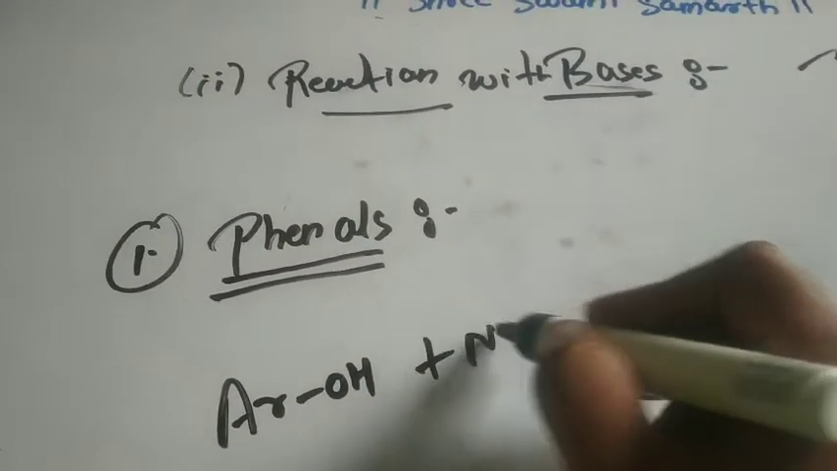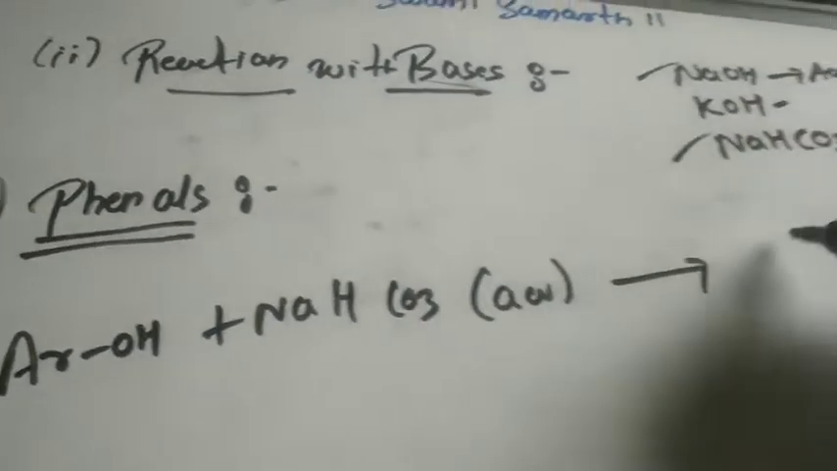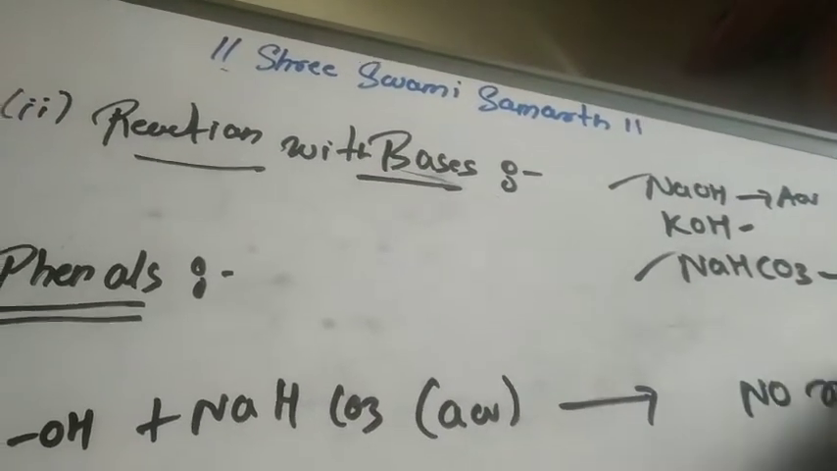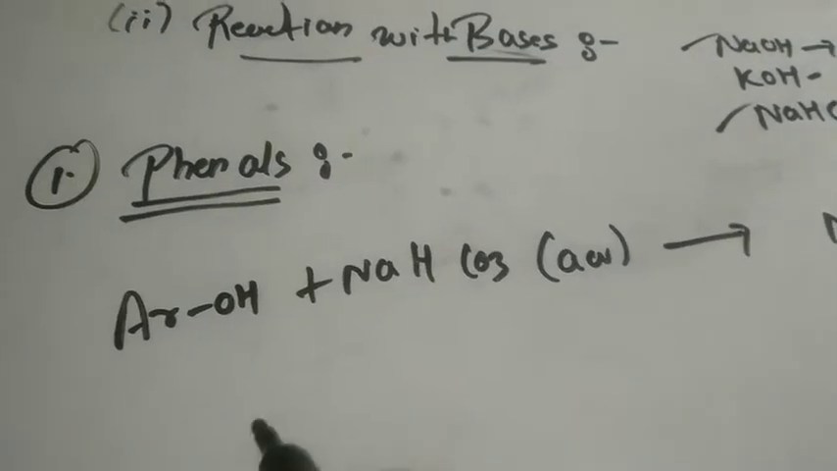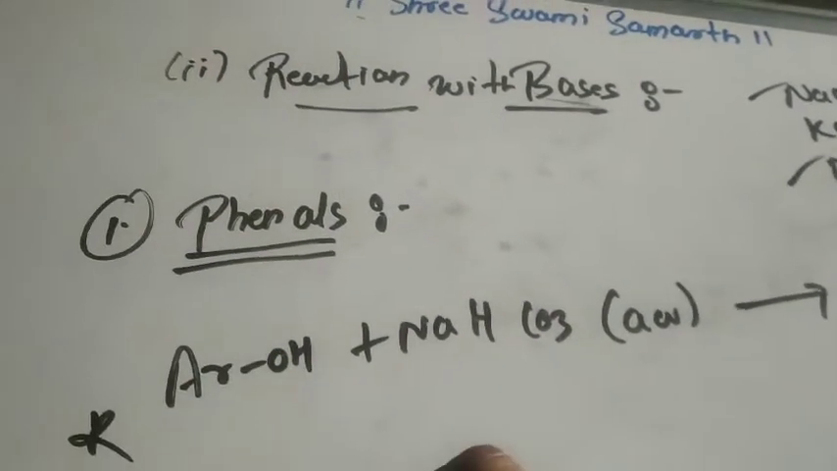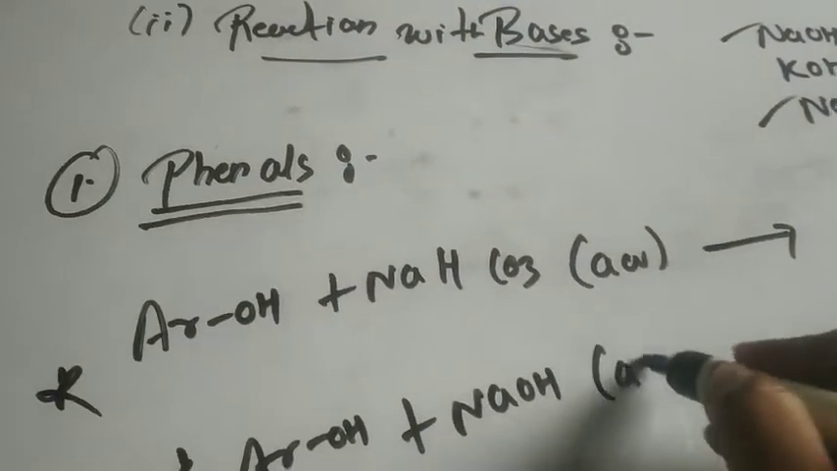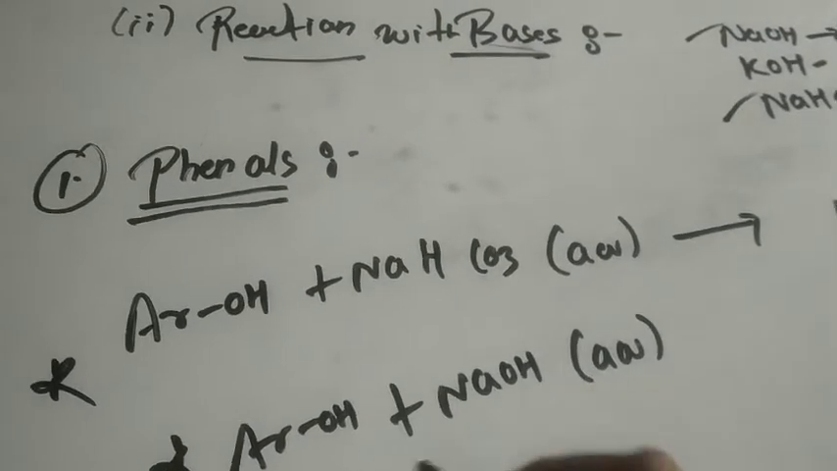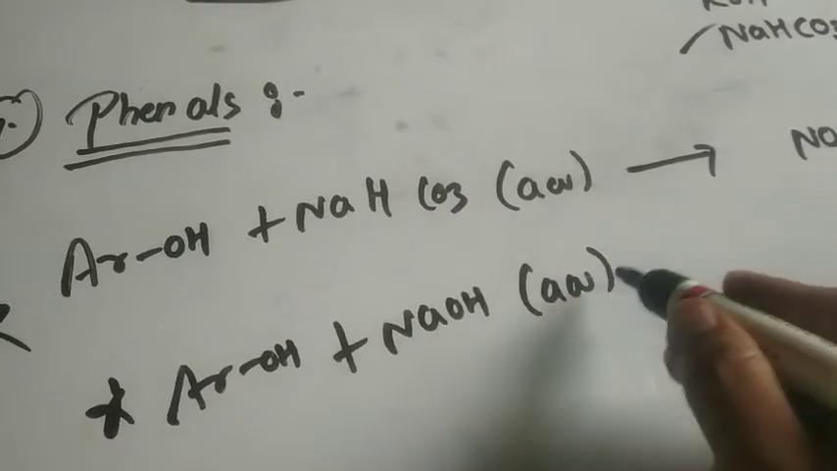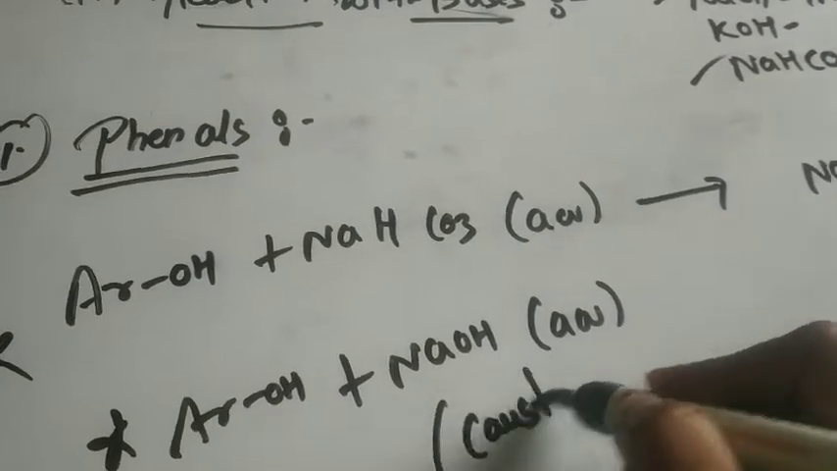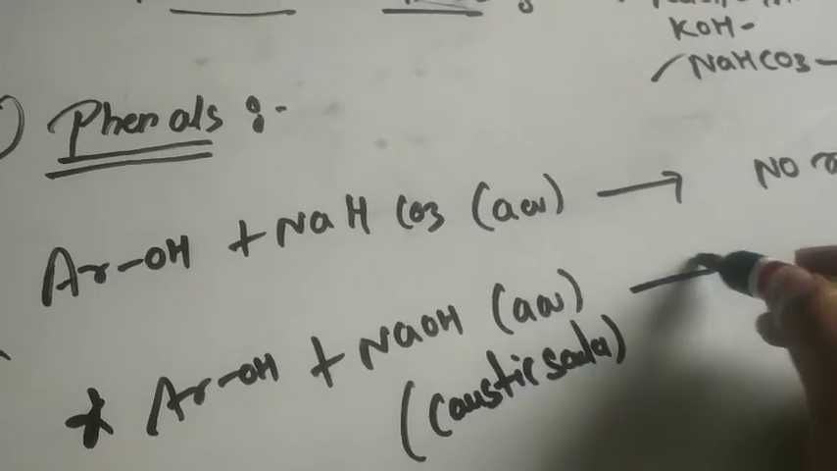So here I can show you the reaction. ArOH reacts with aqueous NaHCO3. It does not give any reaction, no reaction. Right? Then the second reaction, ArOH plus NaOH in aqueous condition. See, again I am telling you, we are talking about the aqueous condition, right? What is the name of this compound? Sodium hydroxide. The other name of this compound is caustic soda. Remember this, caustic soda.